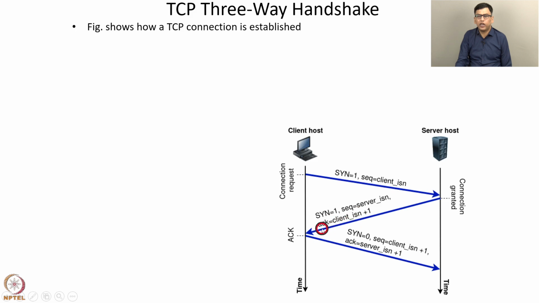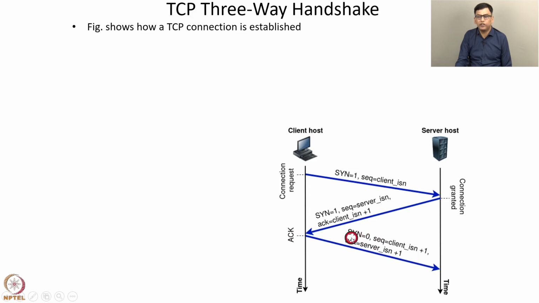Recall that the acknowledgement number is the expected next sequence number. Since the latest sequence number received by the server is client ISN, the expected next sequence number is client ISN plus 1. Hence the acknowledgement field in this message is client ISN plus 1. When this message reaches the client host, it allocates buffers to the connection and also initializes variables. Then the client host sends another packet.